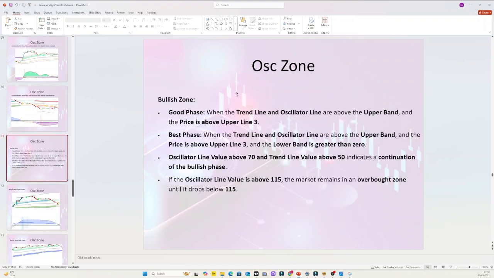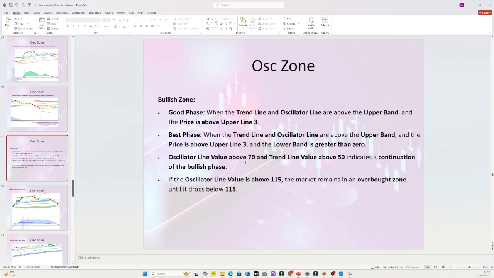So now we will see what the good phase and best phase are, and how we should use the oscillator and trend line for a better trade. When the trend line and oscillator line are above the upper band and the price is above upper line 3, this is the area where we see that everything is okay, the good phase. In the best phase, plus the lower band is greater than 0. That gives more strength in the best phase.